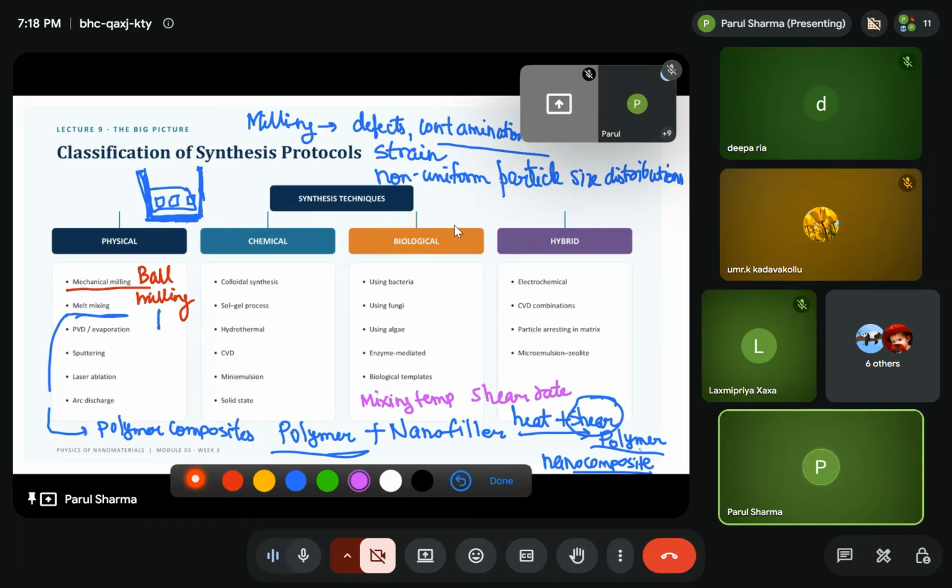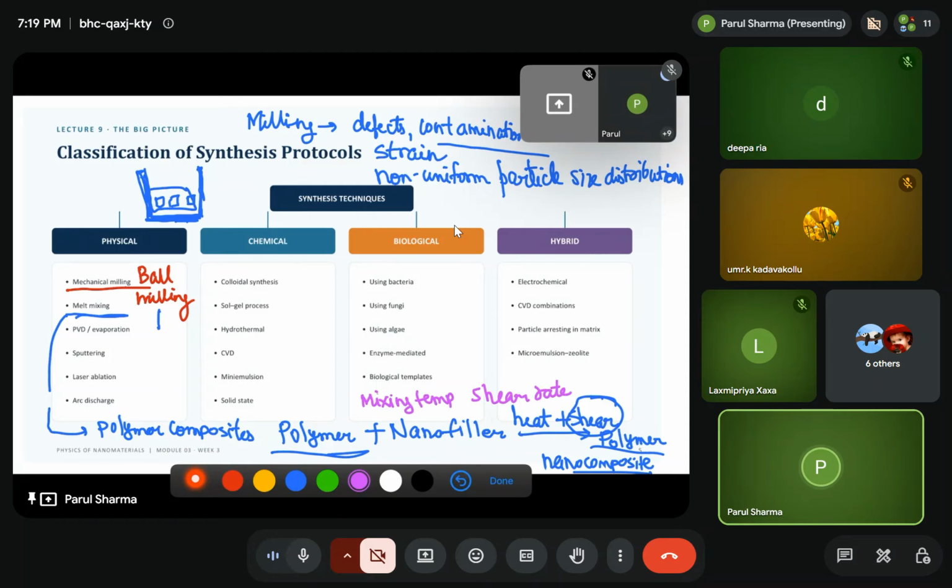But what are the limitations? The major challenge is uniform dispersion, since nanoparticles tend to agglomerate, and excessive shear or temperature can sometimes damage the nanofiller or degrade the polymer. So although it is scalable, there is still non-uniform dispersion. This is one top-down method in the physical synthesis of nanomaterials.